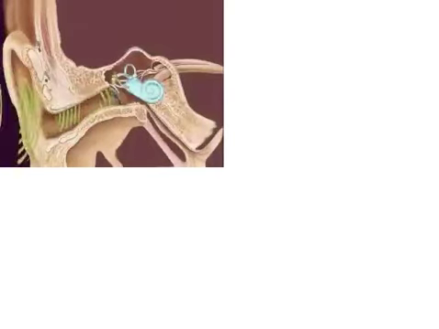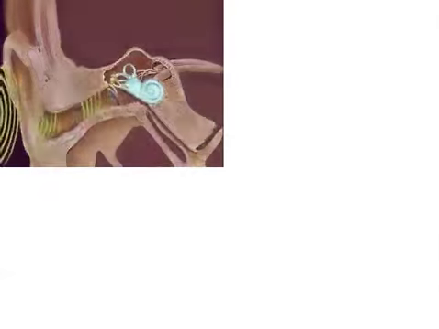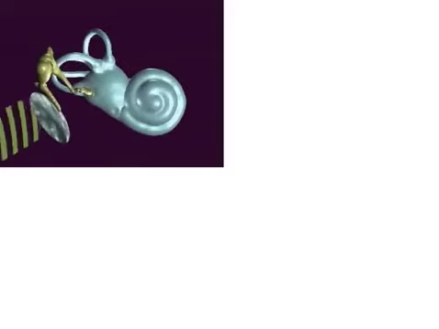Sound waves are gathered by the pinna and directed down the auditory canal to the eardrum or tympanic membrane. The mechanical energy of the sound causes the eardrum to vibrate. This in turn causes vibration of the three middle ear bones, first the malleus, then the incus, and finally the stapes. These tiny bones amplify the vibrations.